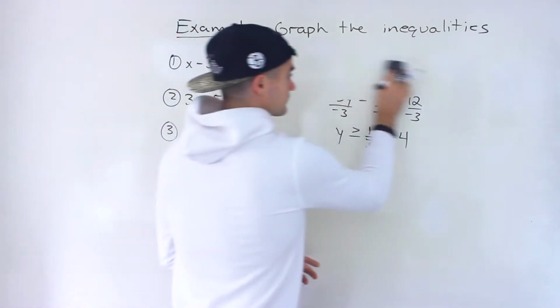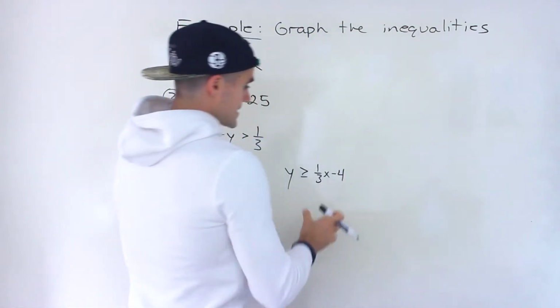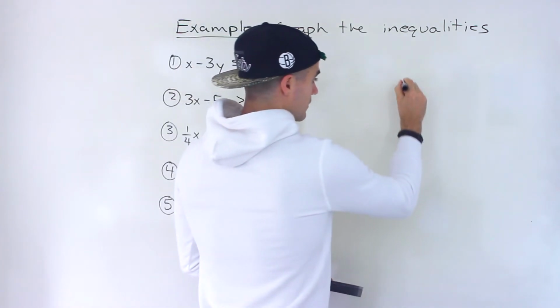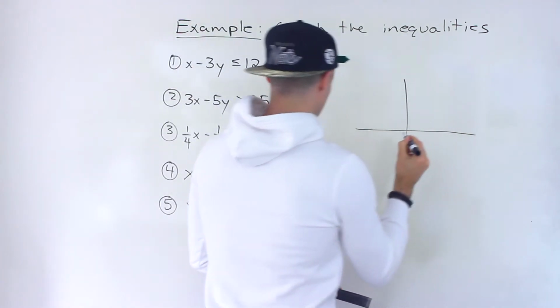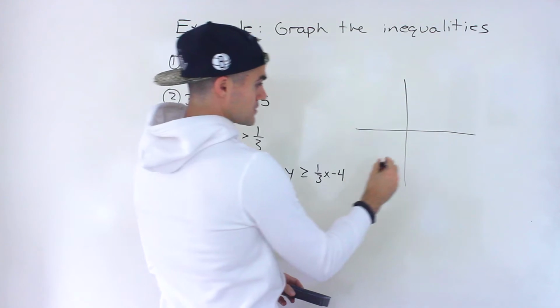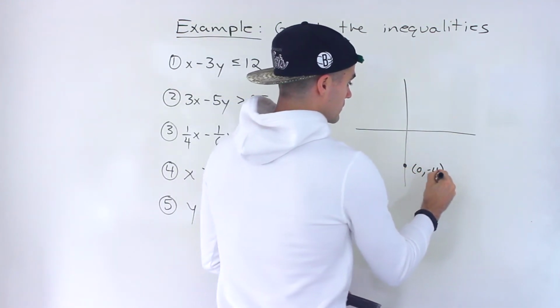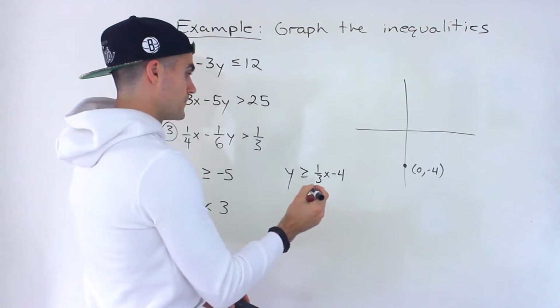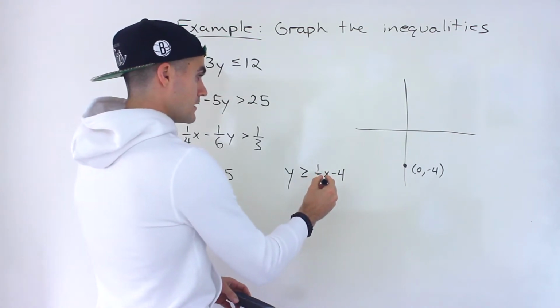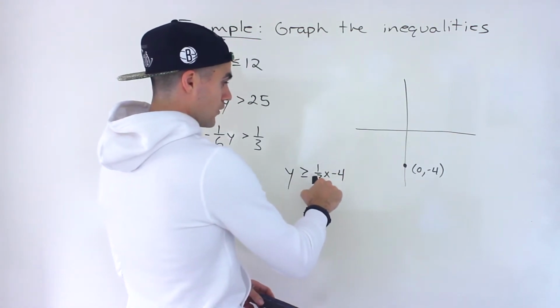And then what I do is I graph this line here, 1 over 3x minus 4. So notice the b value is negative 4. So we got 0, negative 4 as a coordinate. And then the slope is 1 over 3.